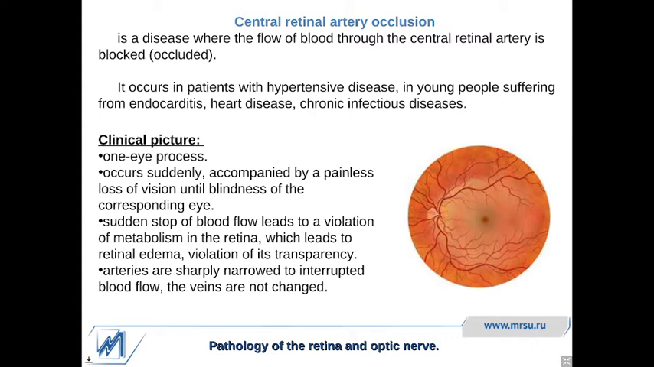Arteries are sharply narrowed, with interrupted blood flow. The veins are not changed. So in the picture we can see a very pale central part of the retina. It is due to the swelling process in the retina. And we see something like a red spot in the central part, at the place of the fovea. We see veins, but do not see arteries in this area. They are very, very narrowed.